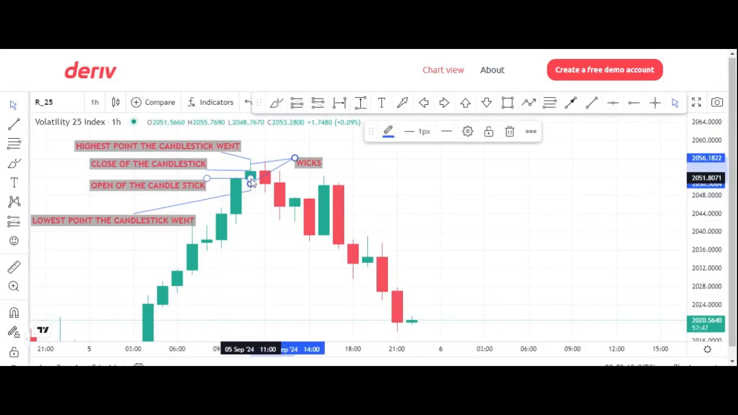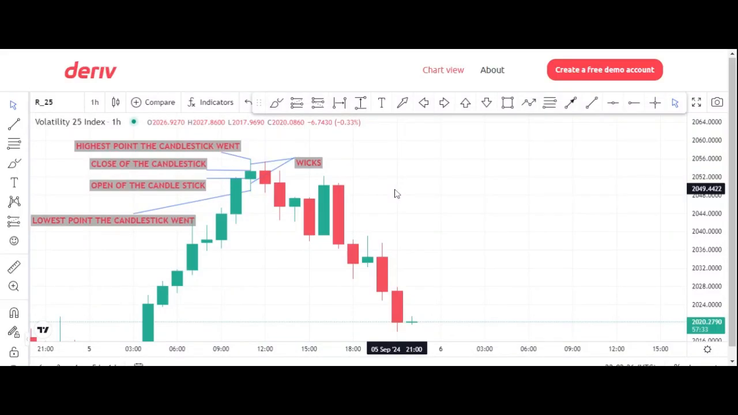So with that, let's talk of the key components. To check on the bullish candlestick, they are: open, the point where the trading period begins; high, the highest price reached during the period; low, the lowest price reached during the period; close, the point where the trading period ends.